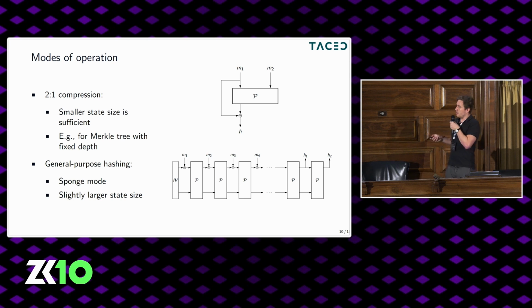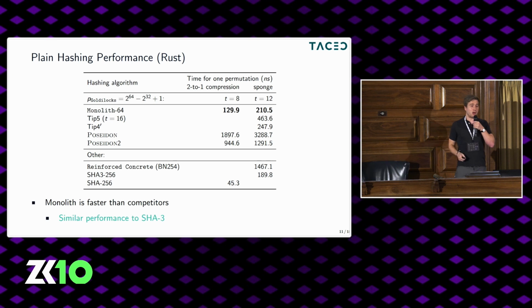But when we have some use cases, like in Merkle trees, where you have fixed-size inputs, you can go with a compression mode, which allows instantiation with a smaller state size, and therefore it will be faster. So in the benchmarks in the next slides, we will always distinguish between the compression mode and the sponge mode. These are the 2 use cases. So about plain hashing performance of our system, when we instantiate Monolith with the compression mode, you can see that we get a compression after 130 nanoseconds.